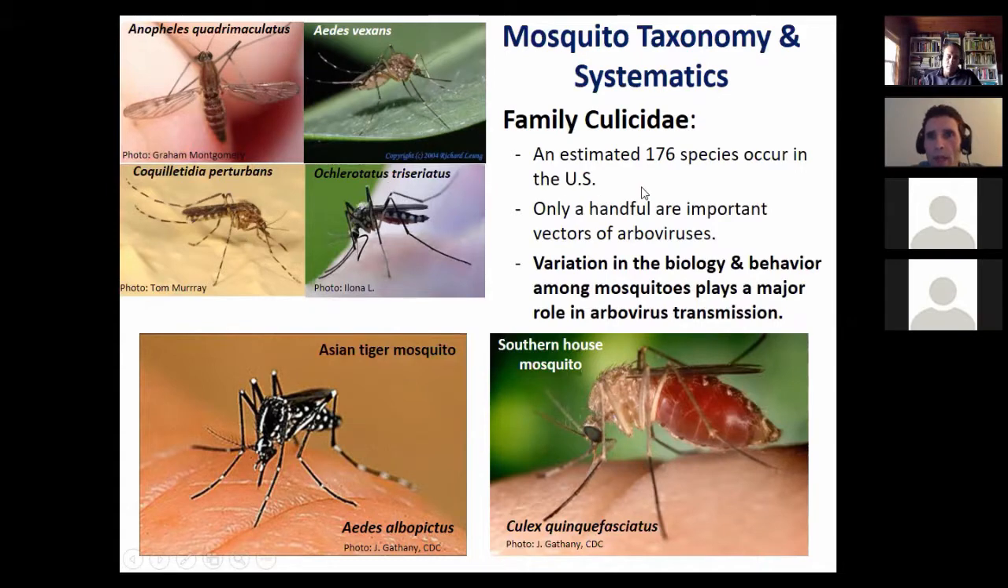The take-home point here is that we have lots of mosquitoes. A lot of them you'll never come in contact with. The variation in their biology and behavior, which I have in bold here, is very important, because not all of them are going to feed on people. So not all of them are important from a disease perspective. It's just a handful that we're really concerned about.